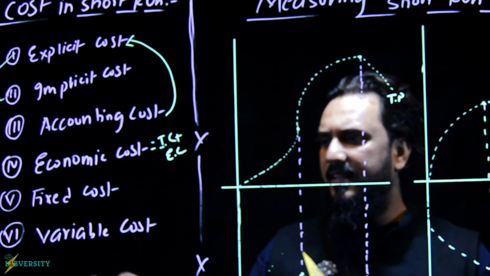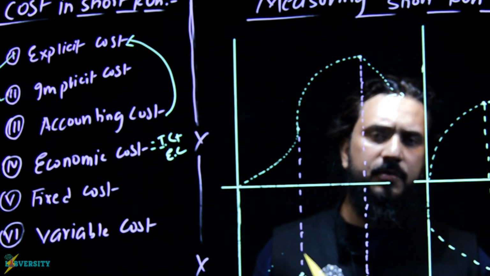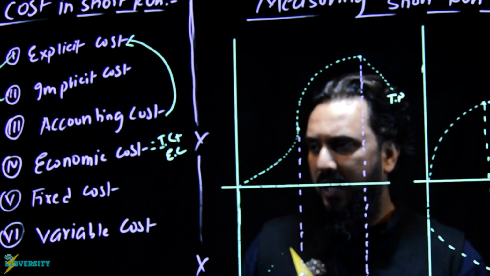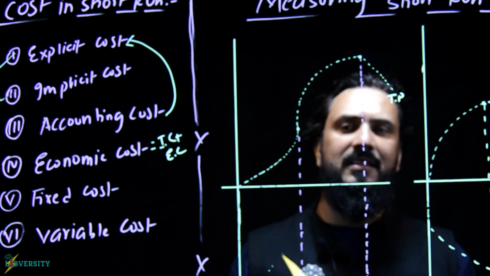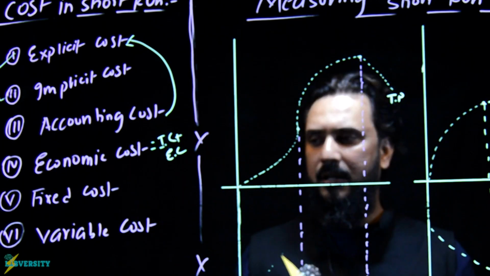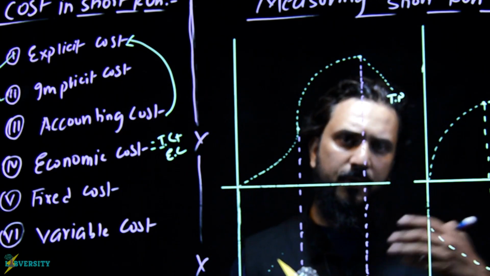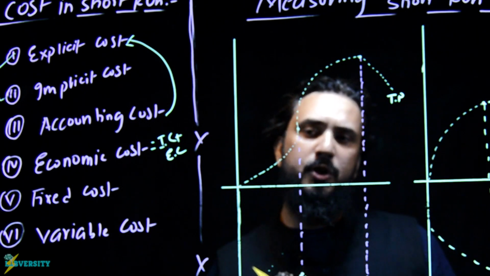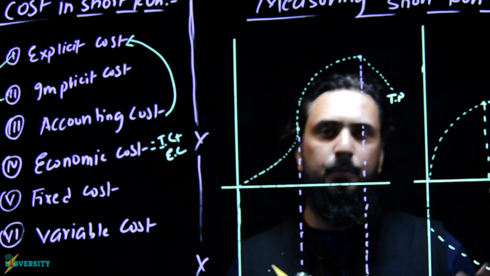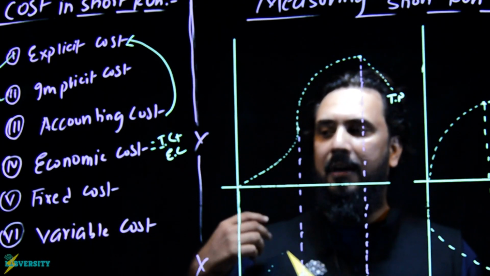The last but not the least is the variable cost. Variable cost is the cost which changes with the level of output, and examples of variable cost are the labor cost as well as the material cost, because the more units we produce, the higher the cost we have to pay. So this is said to be your variable cost.